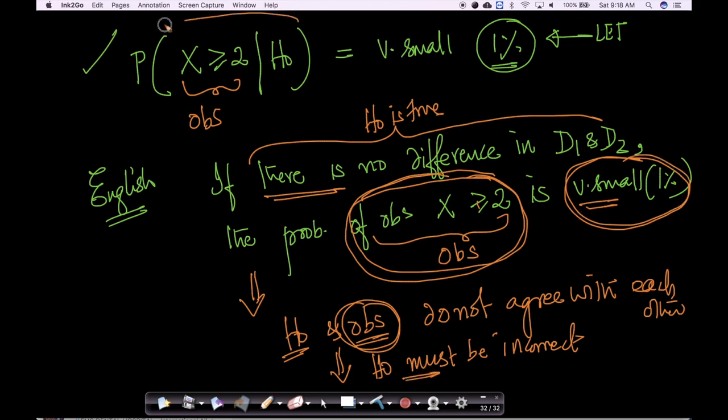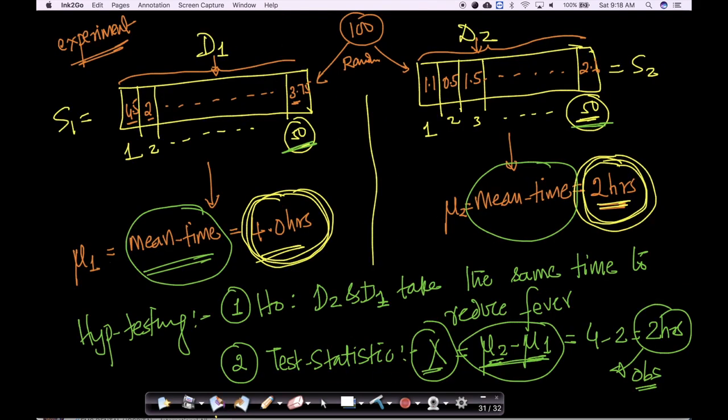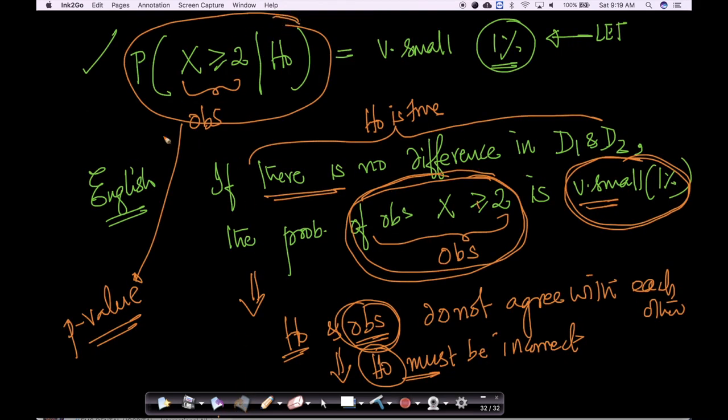So if this value, which is also called the p-value, as we discussed earlier, is small, we reject the null hypothesis. What is the null hypothesis? We reject the hypothesis that D1 and D2 take the same time. The moment you reject this, you accept an alternative hypothesis. What is the alternative to this? That D1 and D2 take different times to reduce fever. Or in other words, D2 takes significantly lower time to reduce fever than D1.